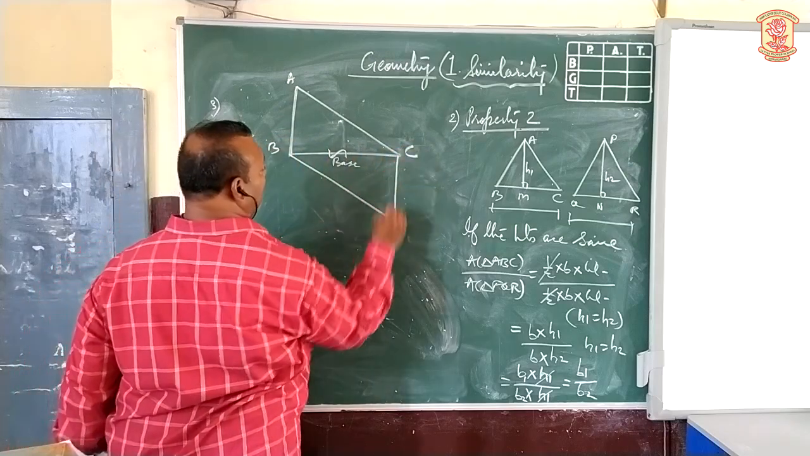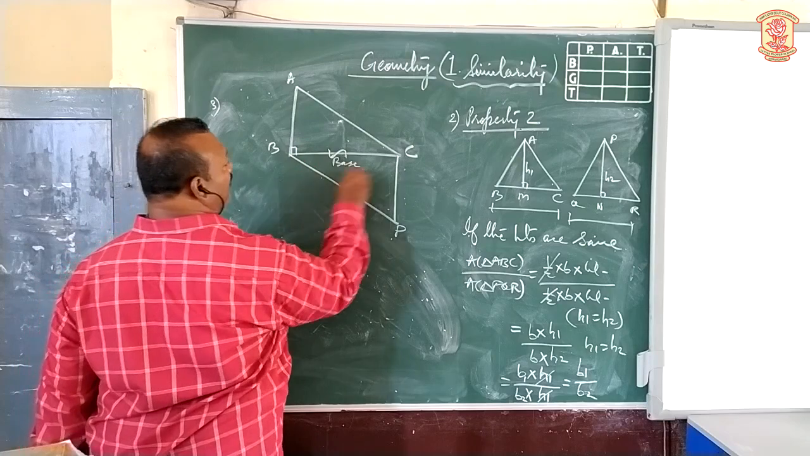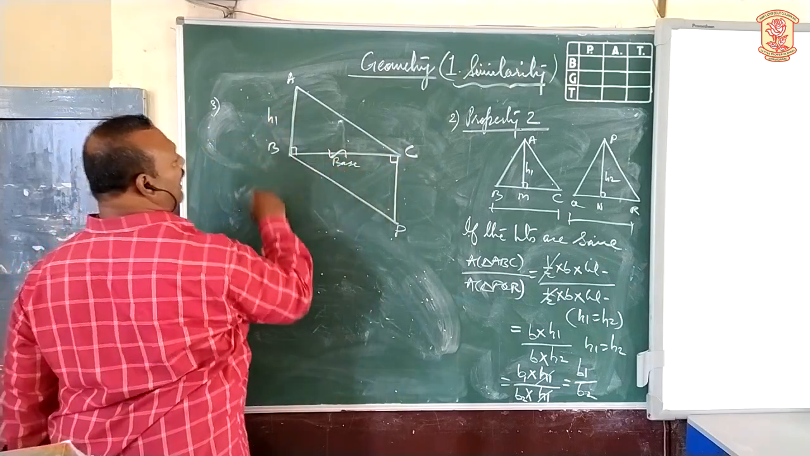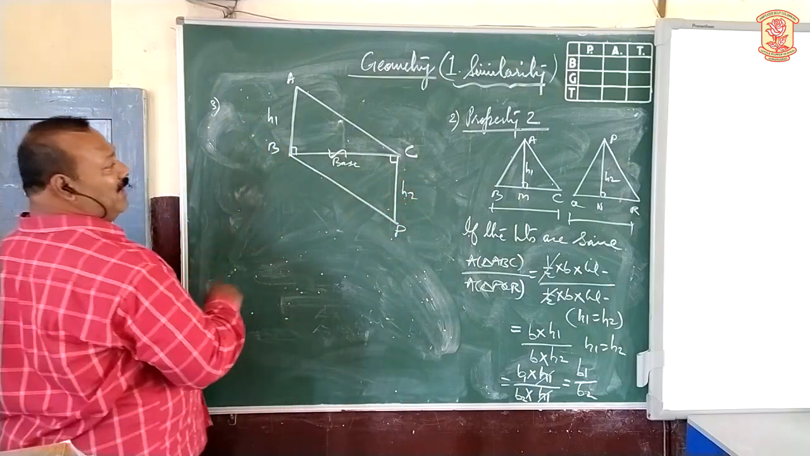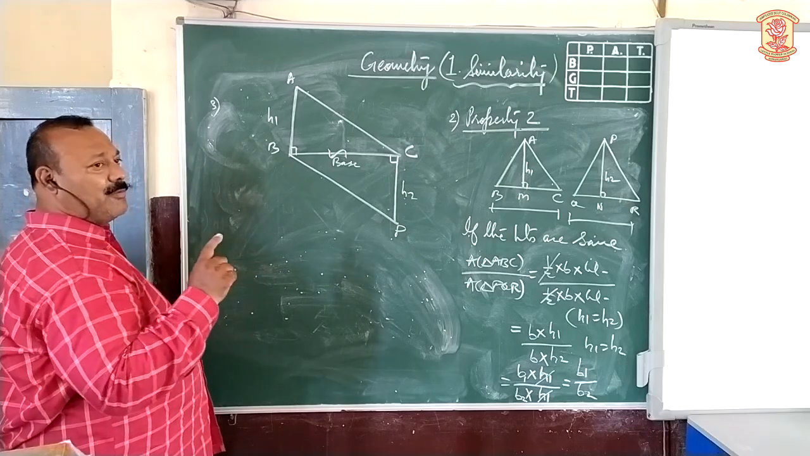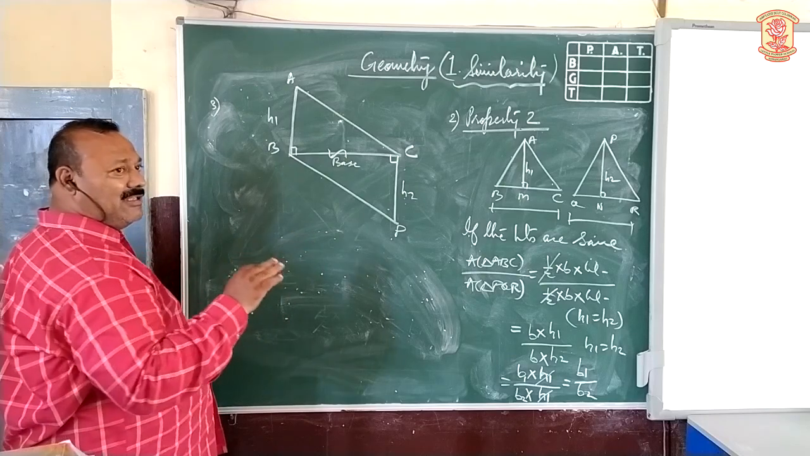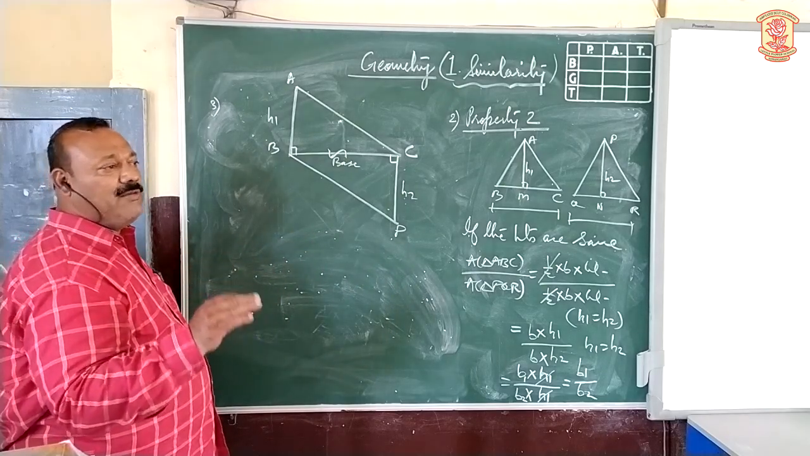Now, triangle ABC and another triangle PCB. 90 degrees at B, 90 degrees at C. The base is common in both. H1 is the altitude of the first, H2 is the altitude of the second. Now here, the first property we have seen: areas of two triangles are proportional to the product of base and height. The second property we have seen is that whenever the heights are the same, the areas are proportional to the corresponding bases.